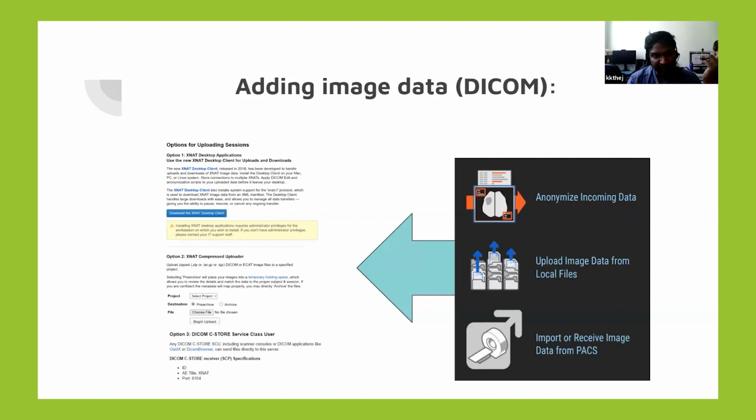Option number two is the compressed uploader: you collect your data locally, you zip it, and you select the project that you upload to. And if you see, there are two destinations, pre-archive and archive. Let's discuss what pre-archive and archive are.